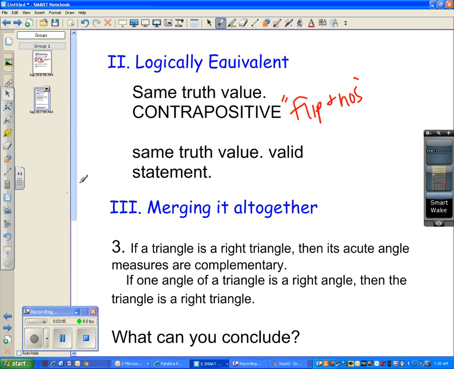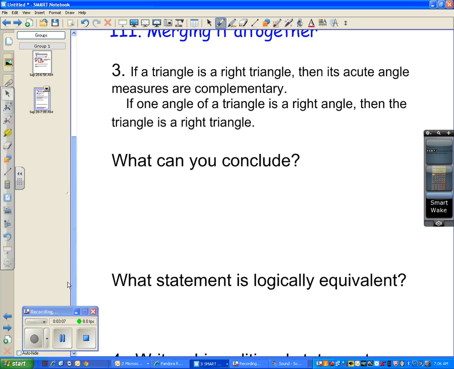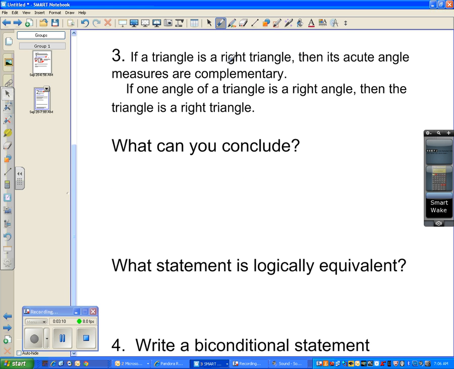And then the last thing I want to do is merge this all together. So here's one more problem. If a triangle is a right triangle, then its acute angles are complementary. If one angle of a triangle is a right angle, then this triangle is a right triangle. Since we have 2 statements, we're going to have to use the law of syllogism. And remember, I want you to just rewrite it in shorthand. So if we have a right triangle, then its acute angles are complementary. So I'm going to put acute are comp.